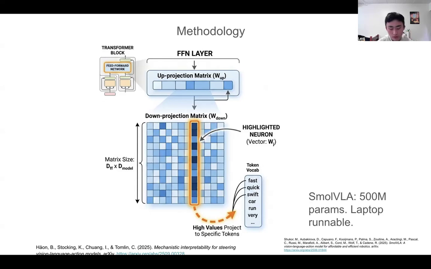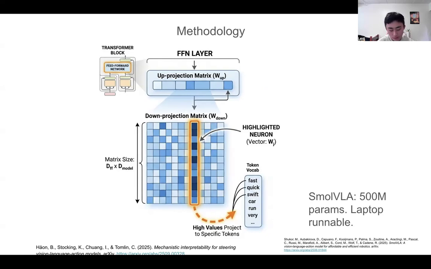Each neuron in the transformer's linear layer multiplies a column of weights. This column of weights has the same dimension of the embedding space, so we can then decode that embedding to get the tokens it corresponds to. With this method, we effectively have a neuron that corresponds to interpretable concepts. We can then artificially amplify the neuron corresponding to the desired concepts to potentially modify the behavior of the VLA.